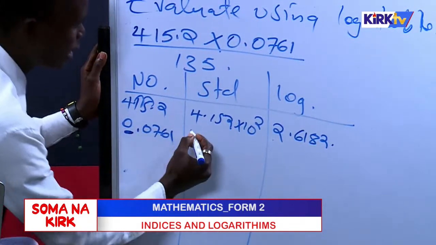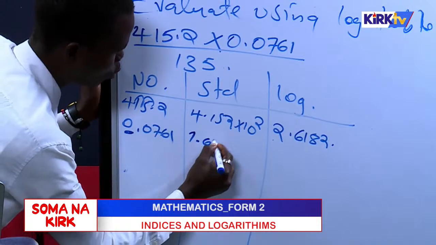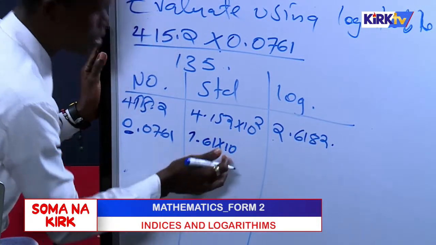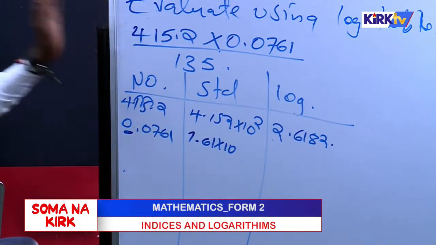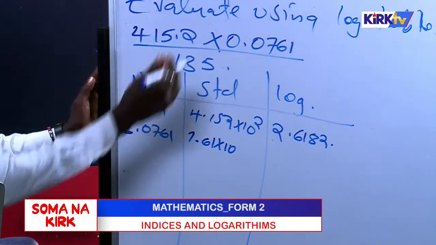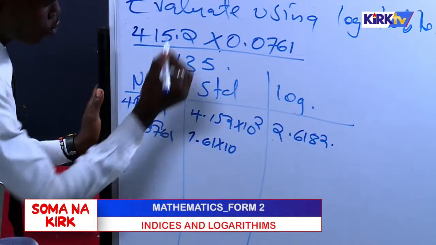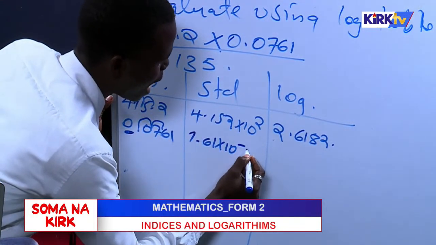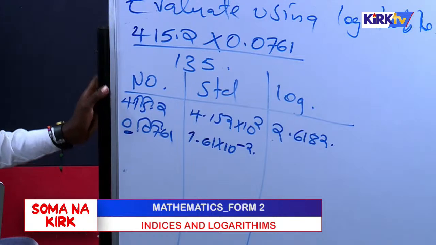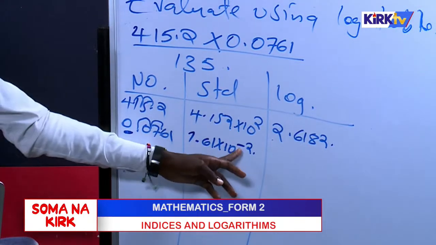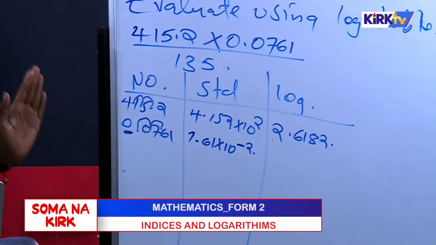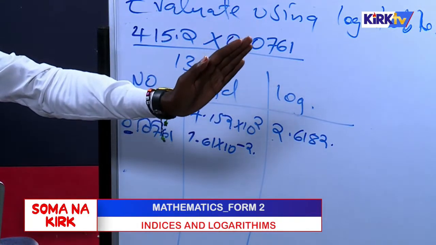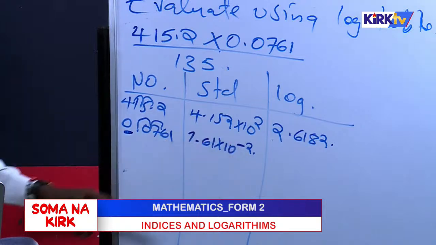Now the number will be 7.61 times 10. The base will remain. But now the power will have to change the sign. Why? We are moving from the left to the right. Itakuwa 1, 2. Now itakuwa ba 2. I will repeat. The negative comes in when we are moving from the left to the right. That is when the negative sign comes in.